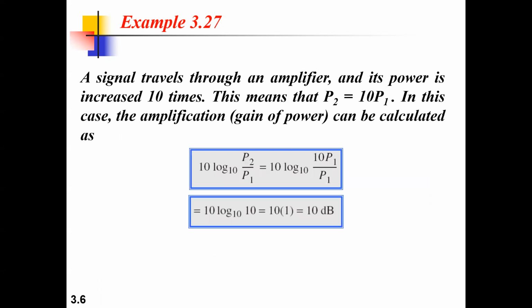Another example, continuing with that, says a signal travels through an amplifier and its power is increased 10 times. This means that P2 is equal to 10 times P1. In this case, the amplification, that is gain of power, is calculated as 10 log 10 of P2 over P1, and P2 is 10 times P1, so you get your answer as 10 dB. It's a positive value, therefore there is a gain in power.